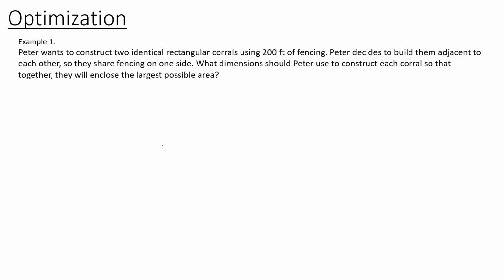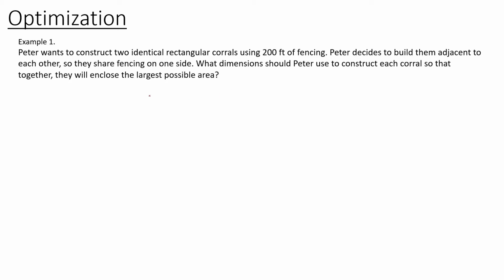Example 1. Peter wants to construct two identical rectangular corrals using 200 feet of fencing. Peter decides to build them adjacent to each other so they share fencing on one side. What dimensions should Peter use to construct each corral so that together they will enclose the largest possible area?